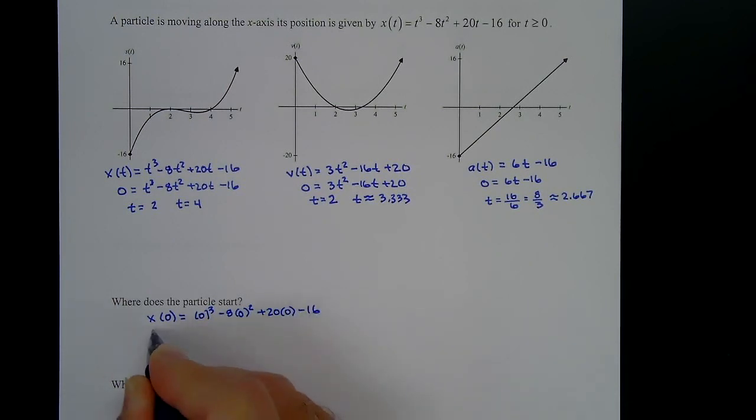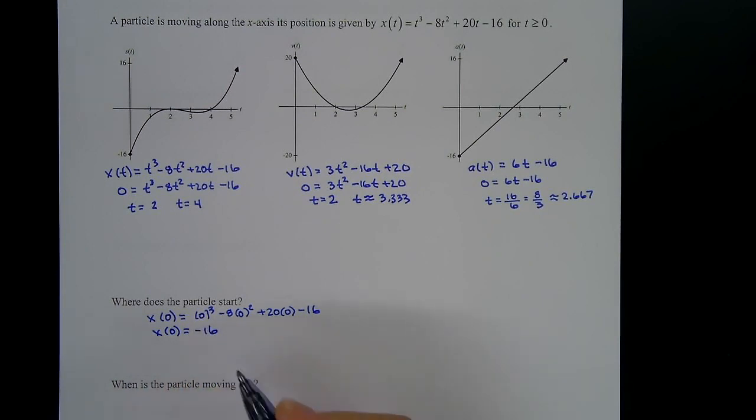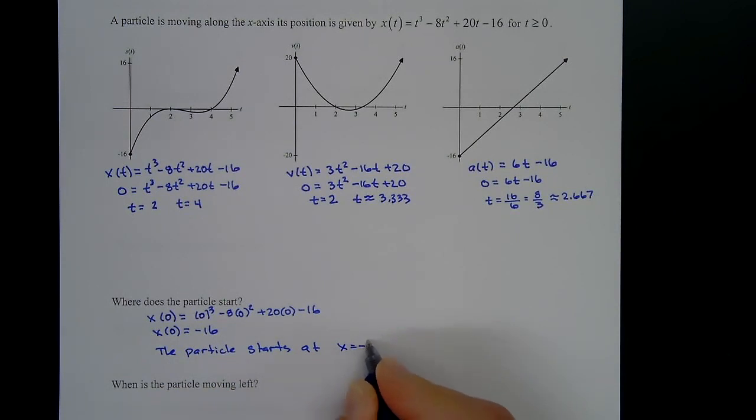So that's telling us x of 0 is equal to negative 16. So it's starting on the left side, right? So the particle starts at x equals negative 16 on the x-axis.